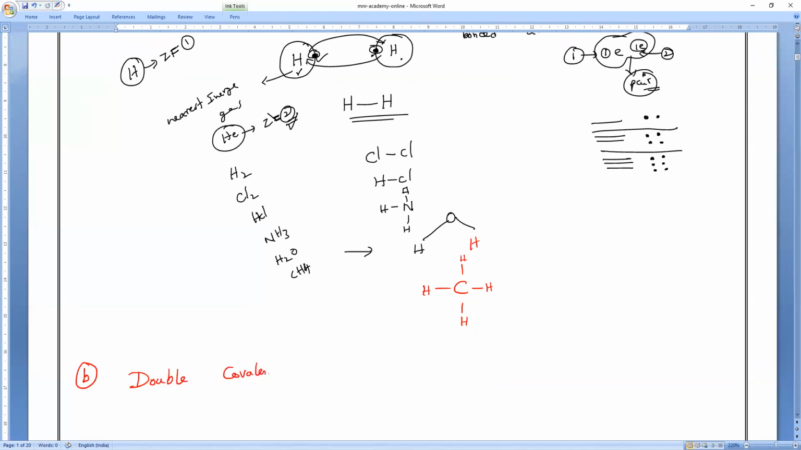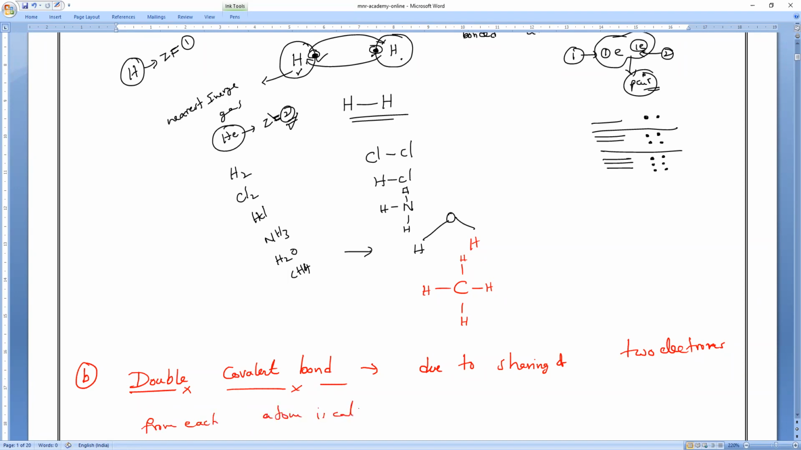Next, the double covalent bond. What do you mean by double covalent bond? How many pairs of electrons? The covalent bond is formed due to sharing of 2 pairs of electrons, that is, 2 electrons from each bonded atom. That is called a double covalent bond.